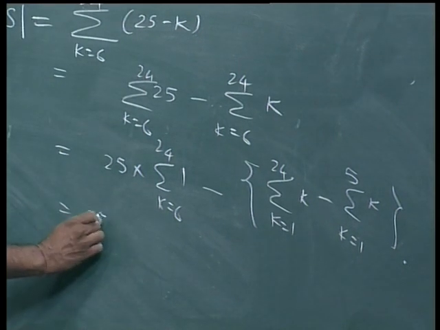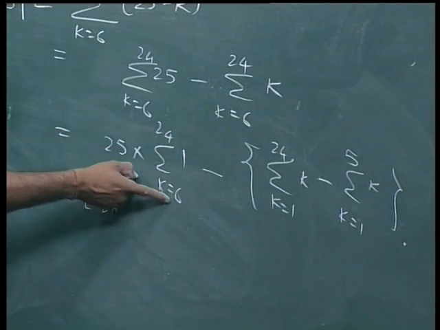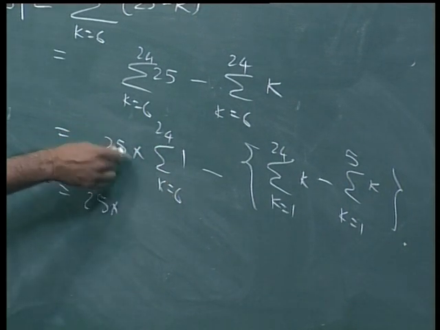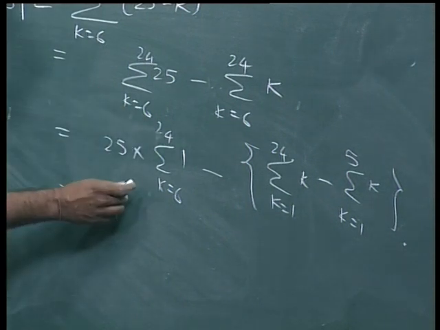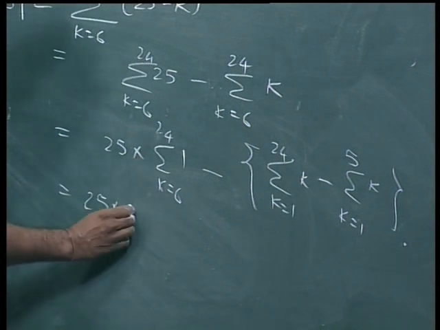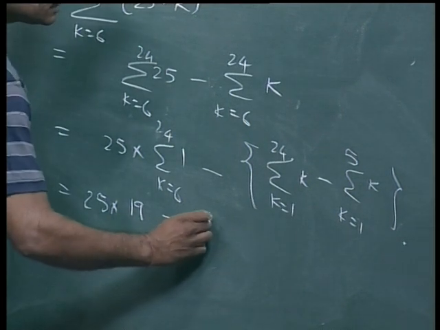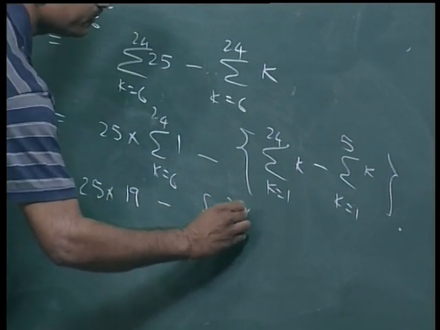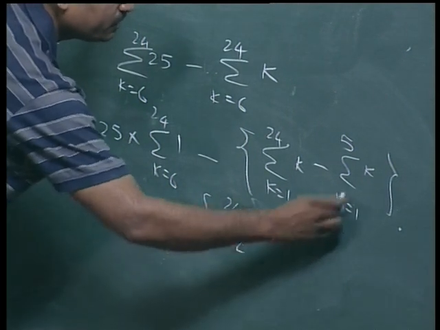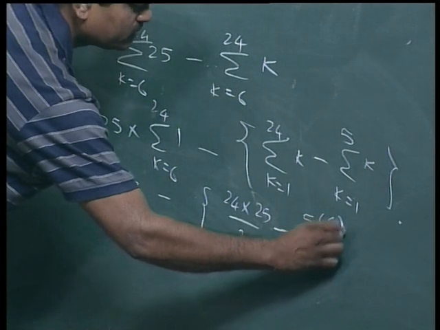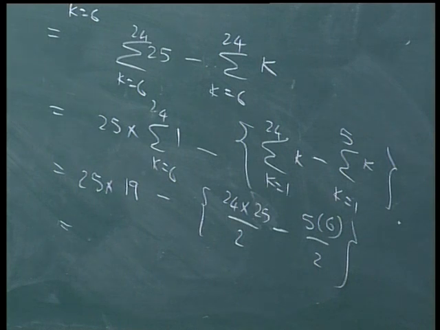And what about the first summation, sigma 1? This is, for 6 to 24, 1 plus 1 plus 1, how many times? 6 to 24 times. So how many will there be? 19, because the first 5 will not be present. So 19. And this minus sigma K, that is 24 into 24 plus 1, that is 25, by 2, minus sigma K, that is 5 into 5 plus 1 by 2. Just compute this answer, and that will give you the number of elements in mod S.